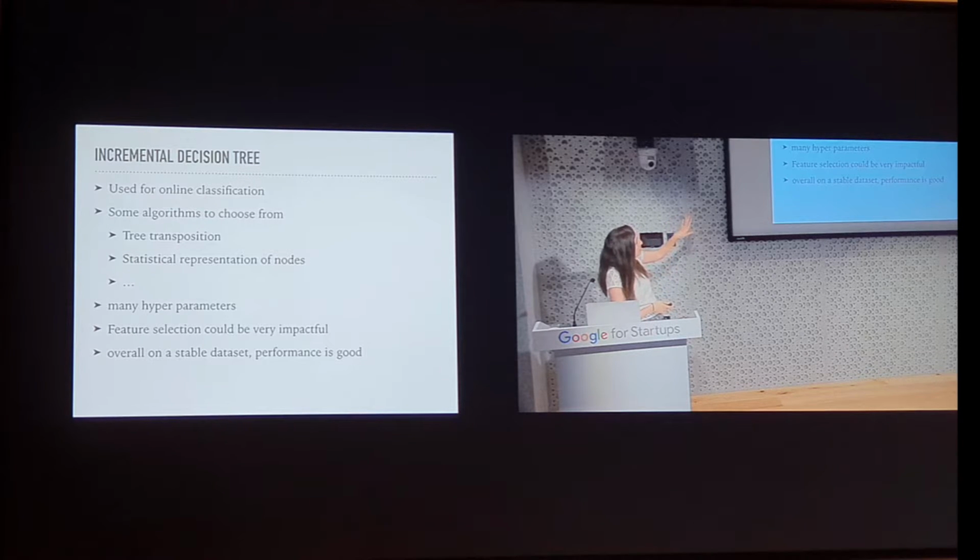Overall, of course, feature selection could be very impactful because this is a decision tree. It's based on features. And overall, on a stable data set, the performance here is pretty good. It doesn't affect classification that badly. And I can tell you that at the stage we're on right now, which is not perfected yet, we get almost 97% accuracy for the simulation, and less than 1% false positive rate. So we improved our model significantly, which is huge.